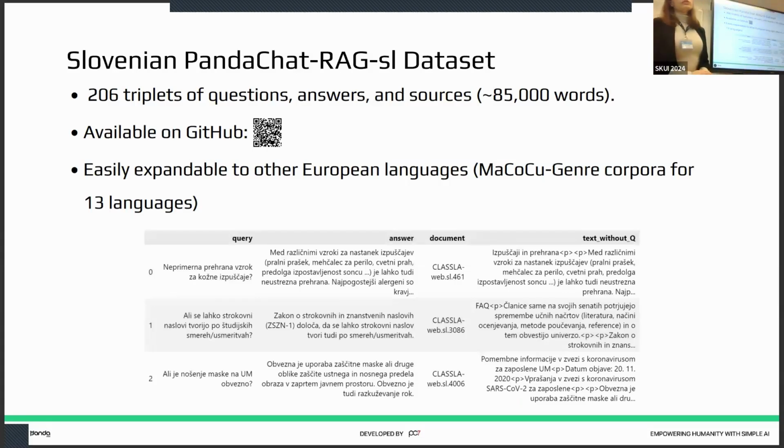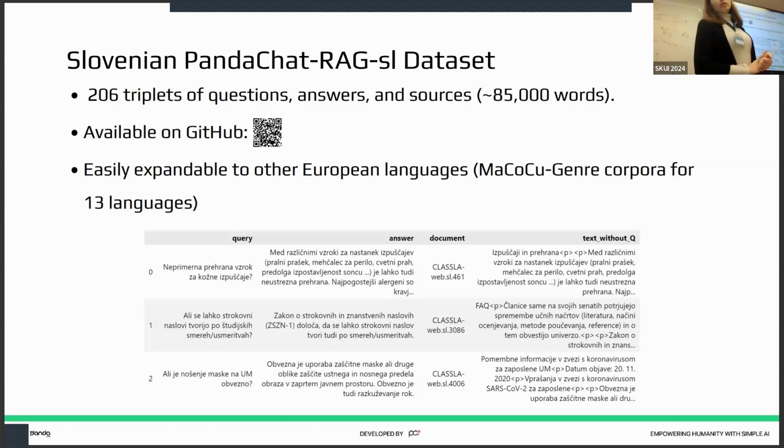So moving directly to the dataset, we developed a Slovenian dataset of around 200 instances, and one instance consists of a question, answer, and the entire text. And here, the texts are segmented into chunks and embedded. It is freely available, and what is nice is that the pipeline for development of the dataset that I will present is easily expandable to other languages.